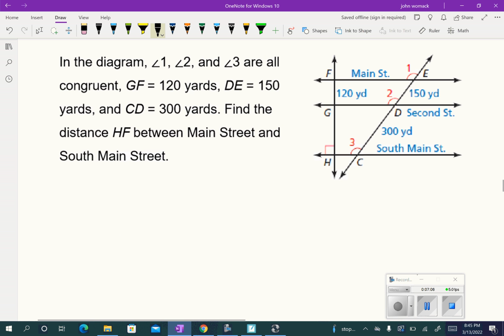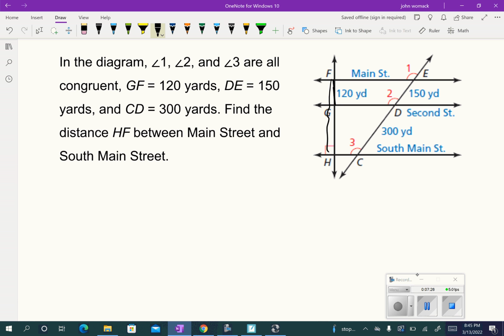Okay, so let's do this problem right here. It says in the diagram, angle 1, angle 2, and angle 3 are all congruent. GF equals 120, which is labeled on there. DE equals 150. CD equals 300. Find the distance of HF. So we're trying to find HF, which is actually this entire thing all the way along there.